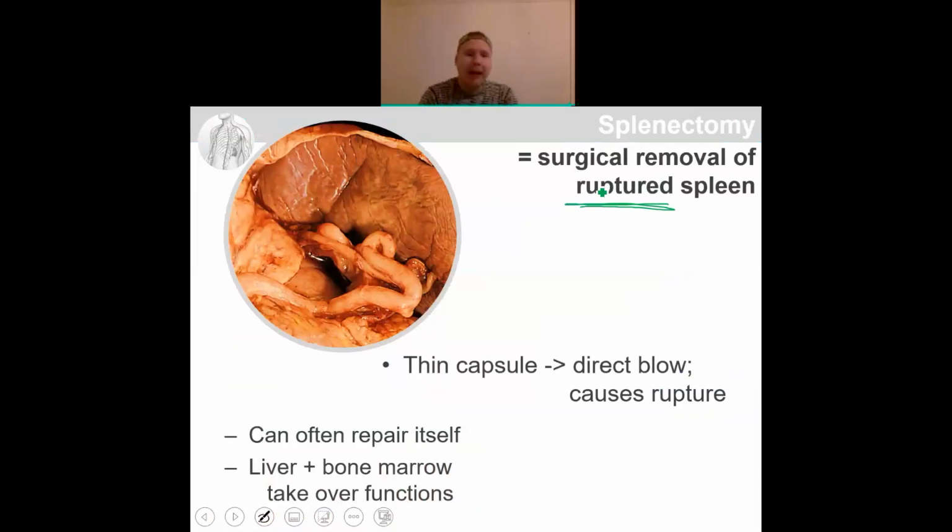Sometimes if you have an accident where your spleen gets ruptured, your spleen may need to be removed, and that would be known as splenectomy. So that's what would happen. Often the spleen is able to repair itself unless the damage is really bad.